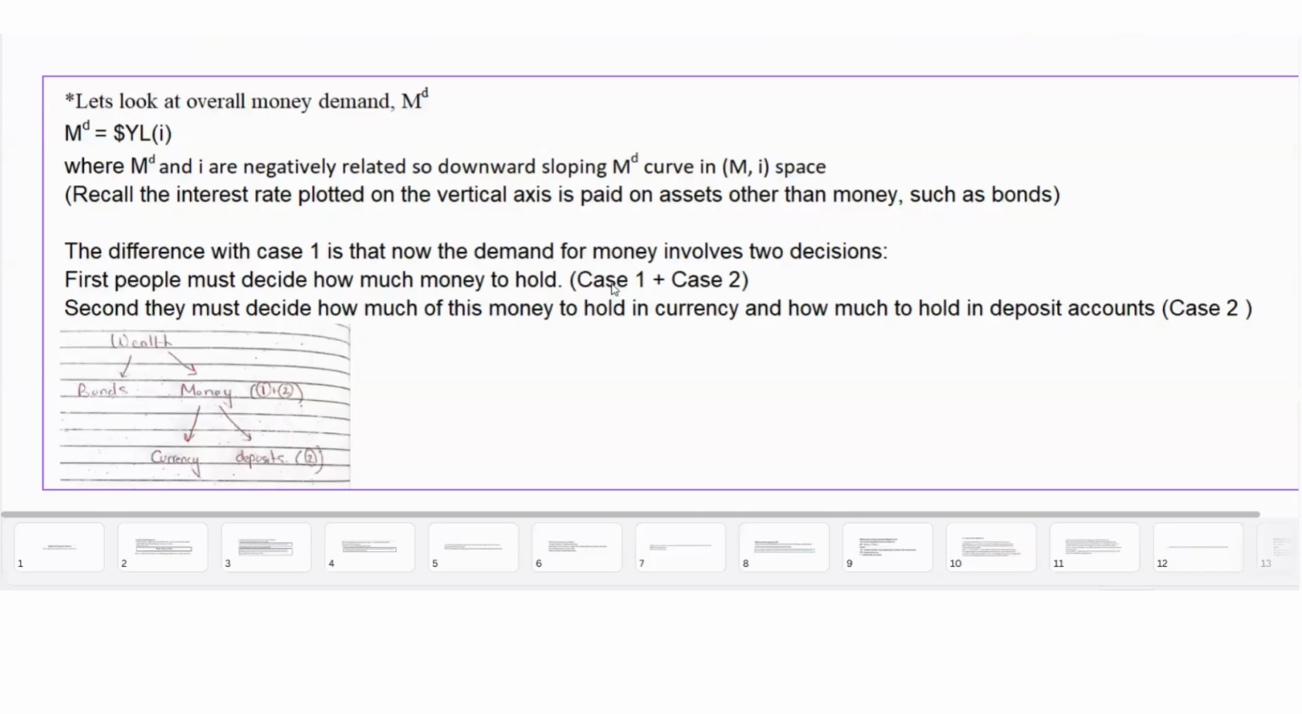So in case one, where you don't have a banking sector, and case two, where you do have a banking sector, in both cases you need to decide how much wealth goes in bonds and how much goes in money, where money demand is just $Y L(i)$. And now when you have a banking sector, you also have to decide the type of money you want to hold. Do you want to hold it in the form of currency, or do you want to hold it in the form of deposits with your private or commercial bank?